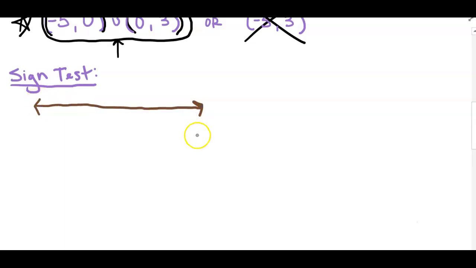Now, in order to do a sign test, the first thing we want to do is draw a number line. And on that number line, we want to make sure that we are including each of our zeros, each of our x-intercepts. And we know that we have them at -5, at 0, and at 3. When you're writing your number line, pay attention to the fact that I have spaced my x-intercepts out evenly. That's going to come into play. And that they're in order from smallest to biggest.